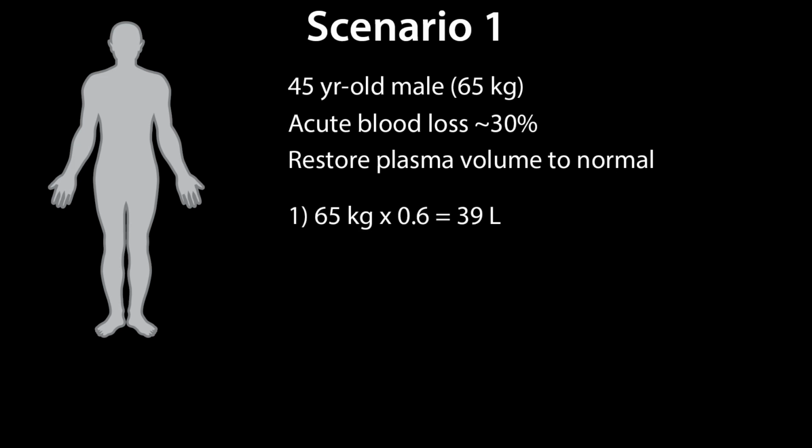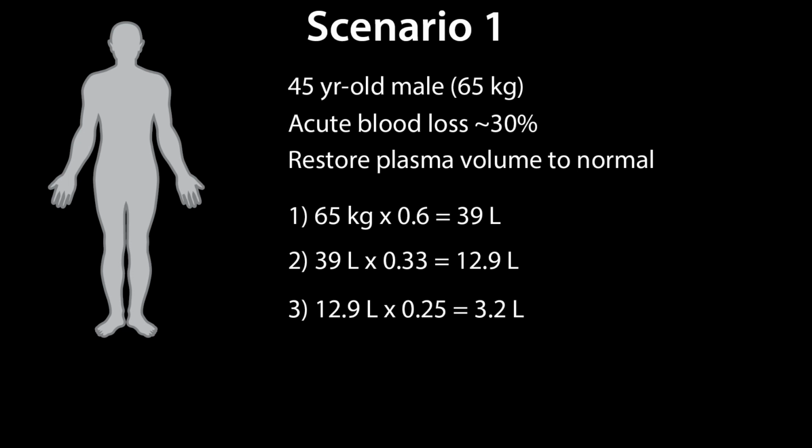Okay, here's how you go about this. First, start by calculating total body water. 65 kilograms times 60% equals 39 liters. Next, calculate the extracellular fluid volume by multiplying 39 liters times 33%, which gives you 12.9 liters of extracellular fluid volume. Then multiply the extracellular fluid volume times 25% to come up with the plasma fluid volume of 3.2 liters. And finally, 30% of 3.2 liters equals roughly 1 liter of plasma, which is what is required to restore this patient's plasma volume to normal.